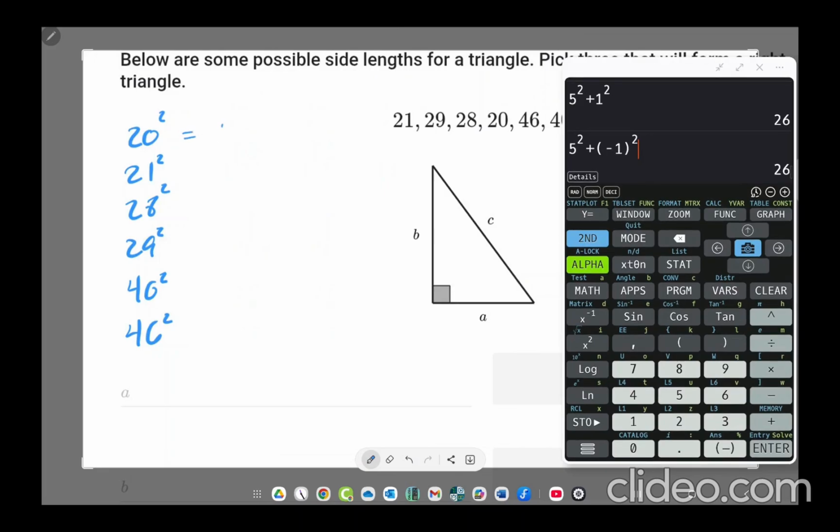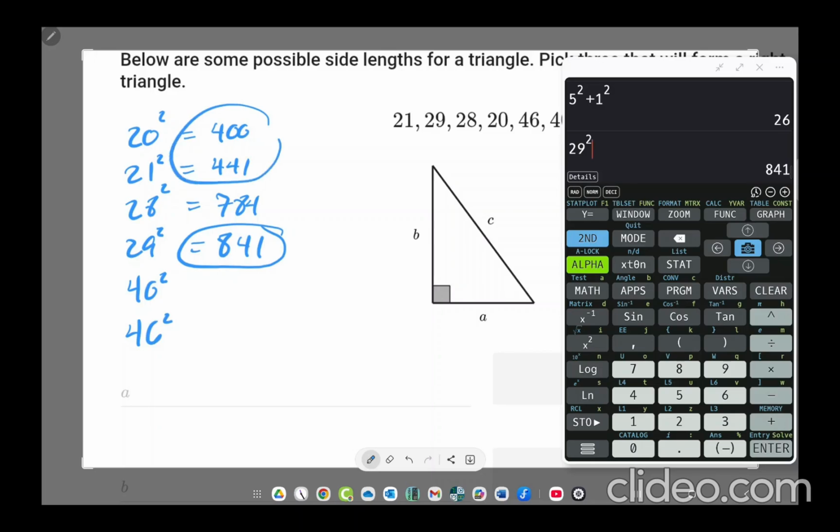Now 20 squared is 400. 21 squared is 441. 28 squared is 784. So that tells me that 20, 21, and 28 don't work, because the sum would have to equal 29 squared, which is 841. Look at that. If I add these two together, do I get 841? Yeah. There you go. You can stop right there.